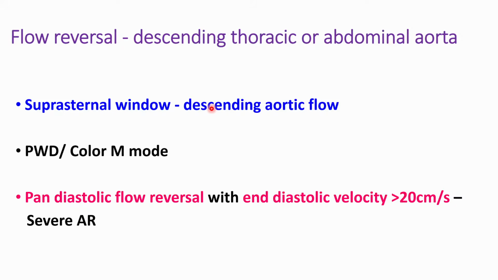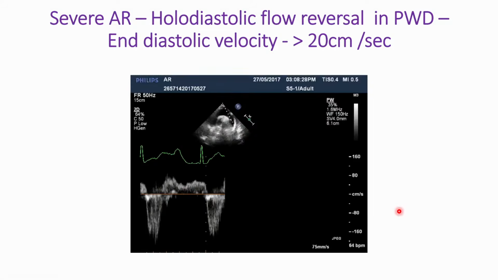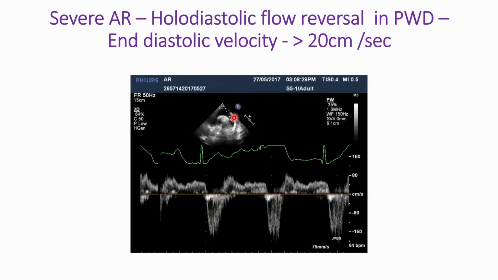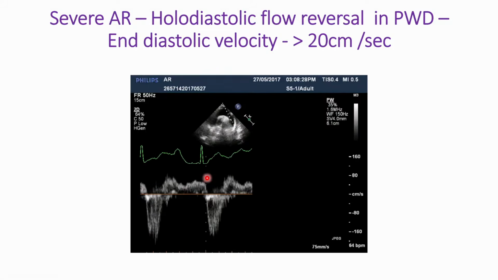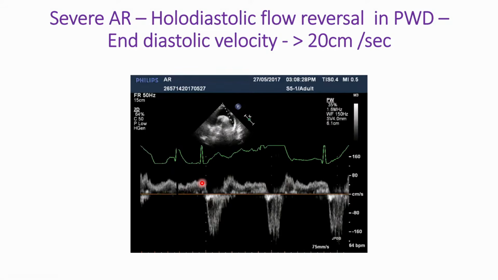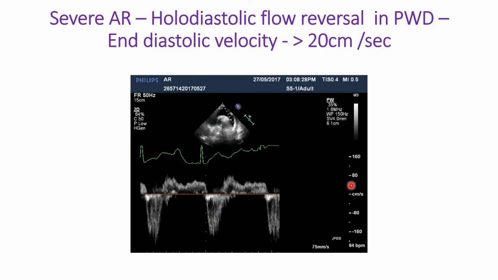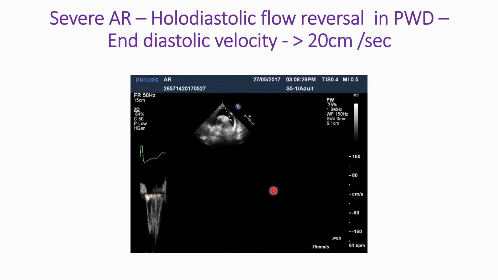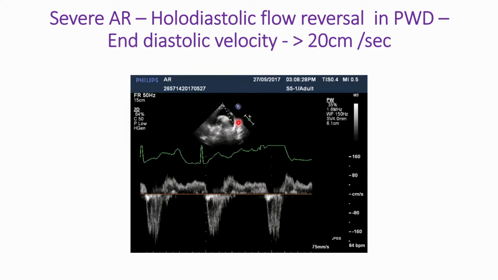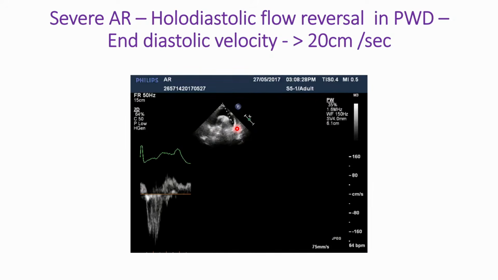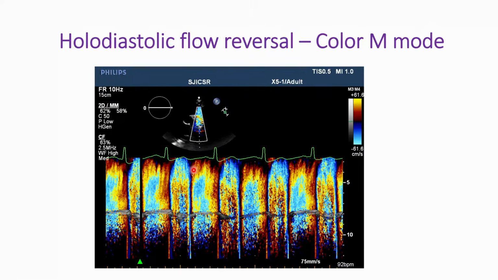In the suprasternal view, we can look for the descending aortic flow. Pulse wave Doppler or color Doppler can be used. Pan diastolic flow reversal with an end diastolic velocity more than 20 centimeters per second suggests severe AR. This is a suprasternal view, with pulse wave Doppler across the arch. Here is the end diastolic velocity, which is almost around 30 centimeters per second, suggestive of severe aortic regurgitation. So we need to use pulse wave Doppler in the descending thoracic aorta, or we can use color Doppler also, as we show in this image.